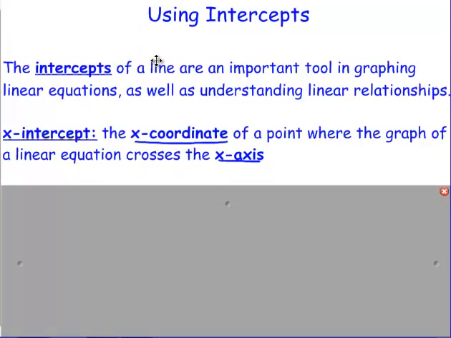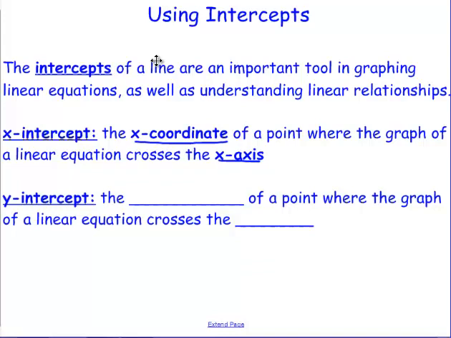That's the x-intercept. Then on the same note, we would say that the y-intercept would be, if you think about it, the y-coordinate. It would be the y-coordinate of a point where the graph of a linear equation crosses the y-axis. And so you kind of see how they relate to each other. We're looking for where do our lines cross the y-axis and where do our lines cross the x-axis.